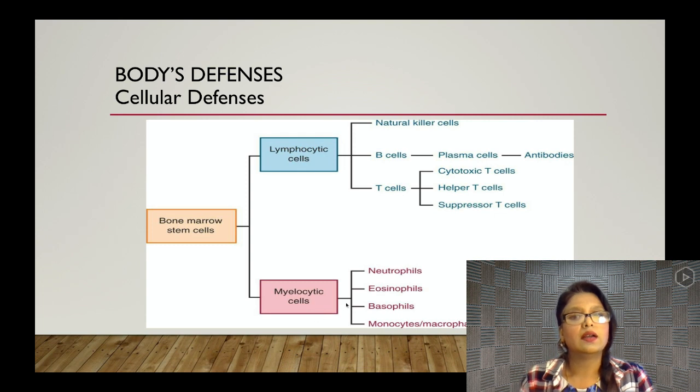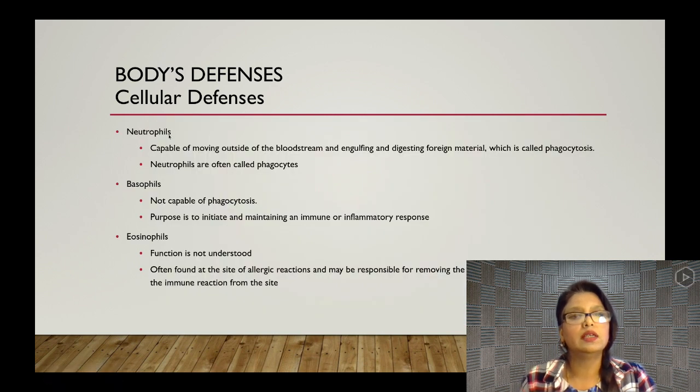Myelocyte cells are neutrophils, eosinophils, basophils, and monocytes and macrophages. So what are these? These are just different kinds of WBCs that are part of myelocytic cells, and they're produced by bone marrow. Okay. Now, what is the action of each? What are neutrophils? They are just one kind of WBCs, white blood cells.